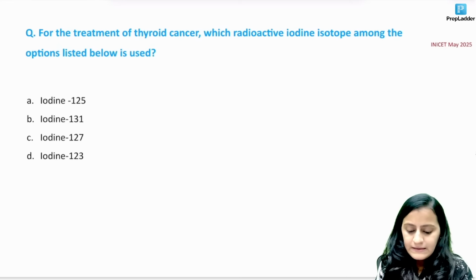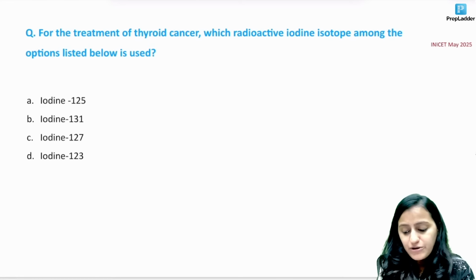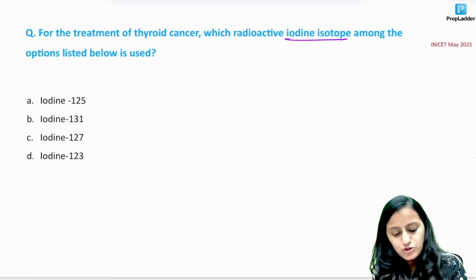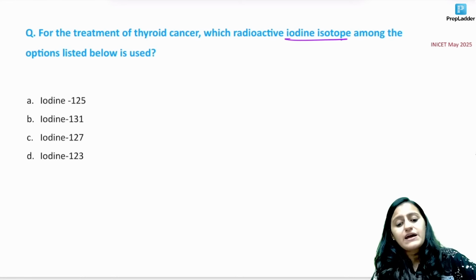Okay. Next one, for treatment of thyroid cancer, which iodine isotope is used for treatment of thyroid cancer?